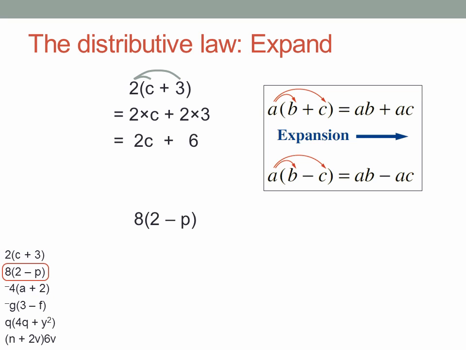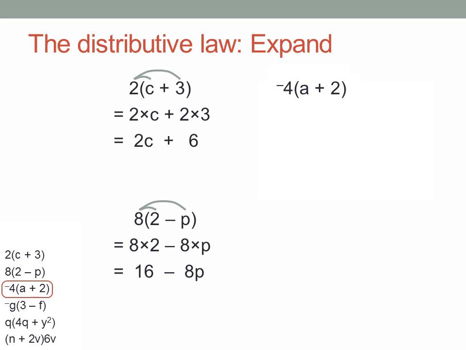8 brackets 2 minus p. Distribute the 8 over what's inside the brackets. 8 times 2 minus 8 times p. The minus sign just gets copied down from inside the brackets. 8 times 2 is 16, so it's 16 minus 8p.